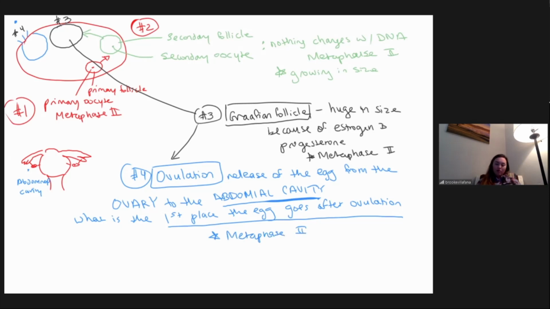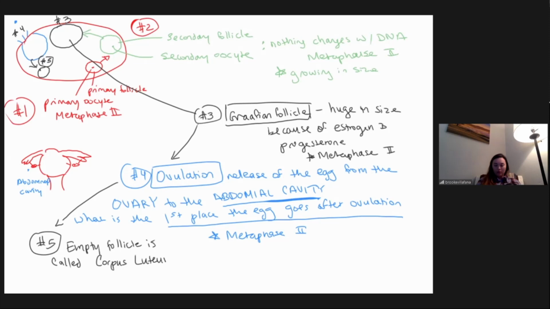Now the follicle is still left behind, right? So the follicle is now empty. So this is number 5. So number 5, the empty follicle is called corpus luteum. So the follicle no longer has the egg in it, and we call that the corpus luteum.